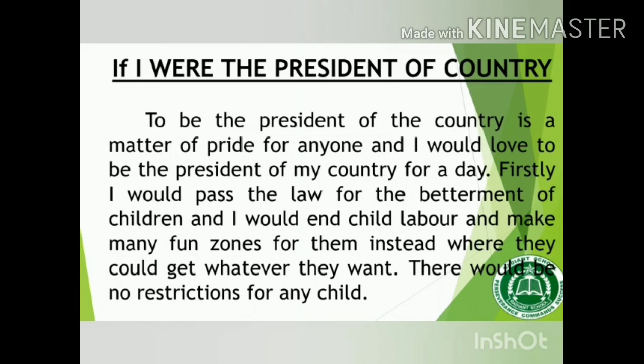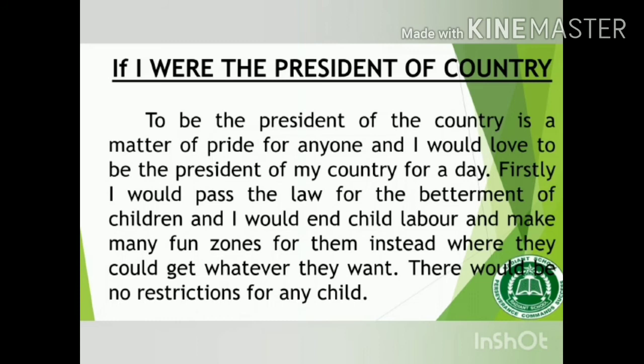Yes, there would be law for the betterment of the children and there would be the end of child labor. There must be fun zones for the children where they can have fun and do whatever they want, and there would be no restrictions for any child. So we can write these points as the first topic sentence of our body.